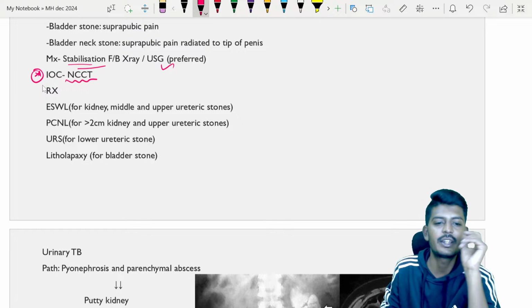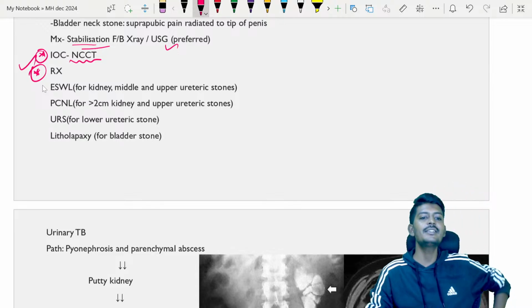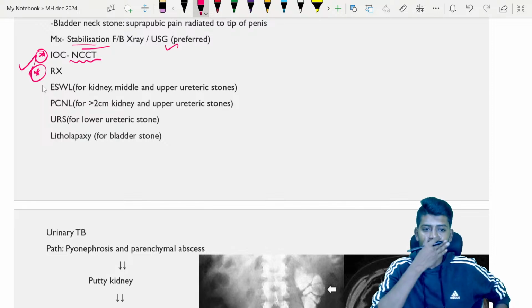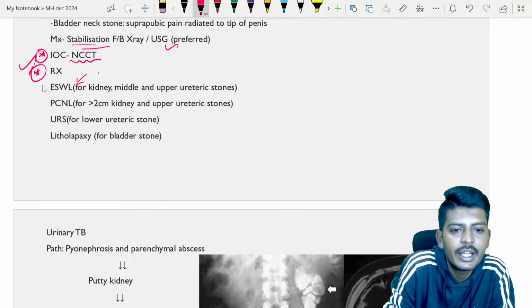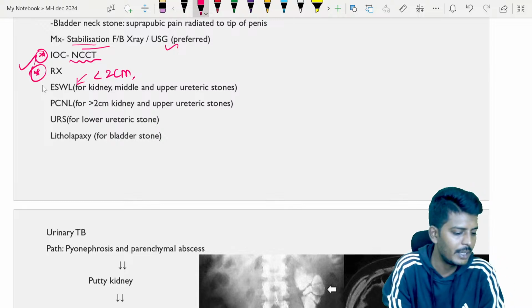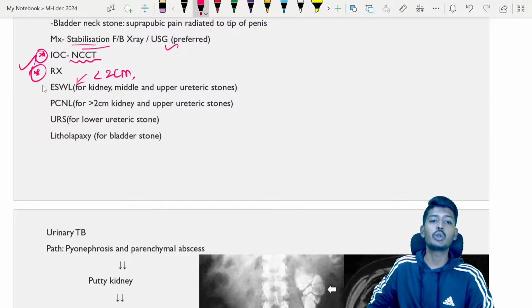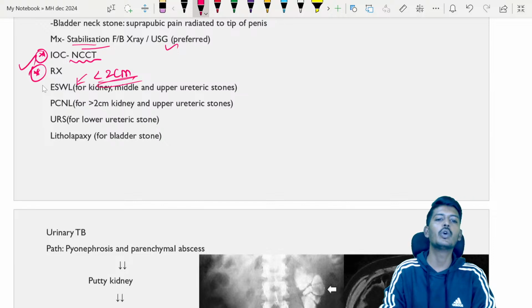Okay. So sir, what is the treatment? Investigation of choice and treatment are two important parts of urolithiasis which are commonly asked. Okay. So we have ESWL. When do we do ESWL? When do we do other things? If the stone size is less than 2 centimeter, you go for extracorporeal shockwave lithotripsy. What is that? Extracorporeal shockwave lithotripsy. For both kidney and ureteric stones, if less than 2 centimeter, you go for ESWL.